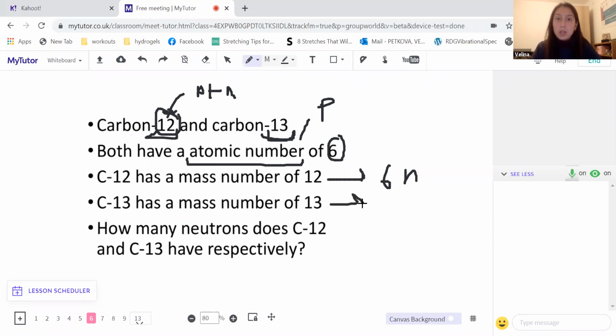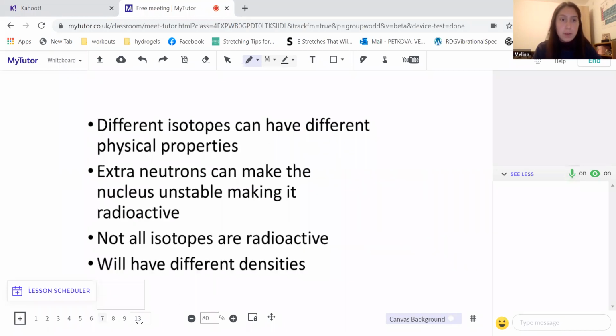What about in this isotope? So we've got a mass number of 13. So that's 13 protons and neutrons. How many neutrons do we have in that isotope? Brilliant. Everyone who said 7, perfect. Because we do 13 take away 6, which is 7. Exactly. Okay, hopefully that makes sense.